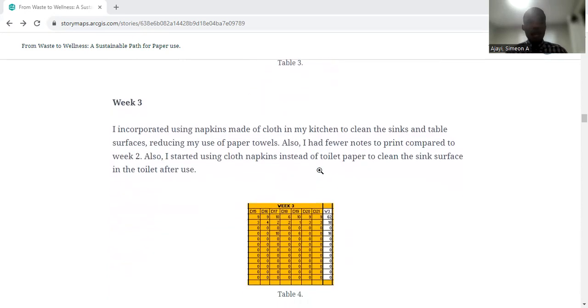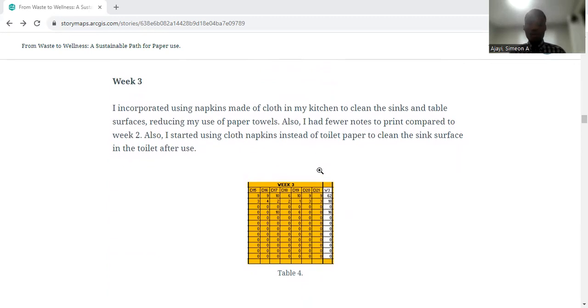So week 3, I incorporated using napkins made of cloth in my kitchen to clean the sinks and table surfaces, reducing my use of paper towels. Also, I had fewer notes to print compared to week 2. And I started using cloth napkins instead of toilet paper to clean the sink surface. So in this week 3, it wasn't my intervention week yet.